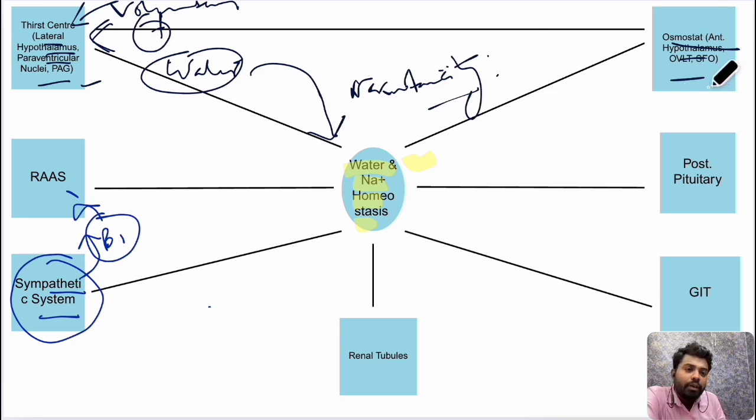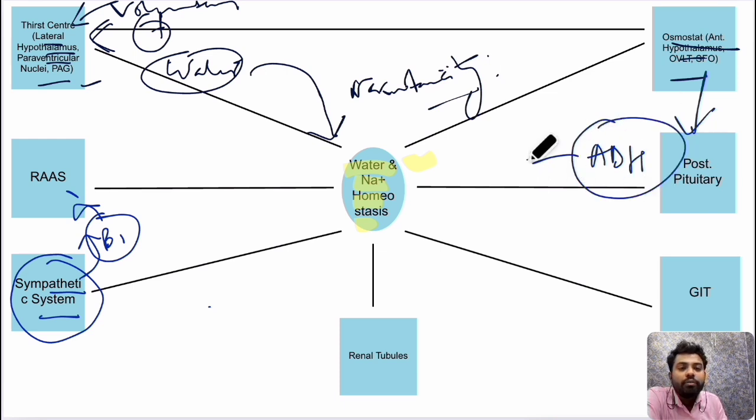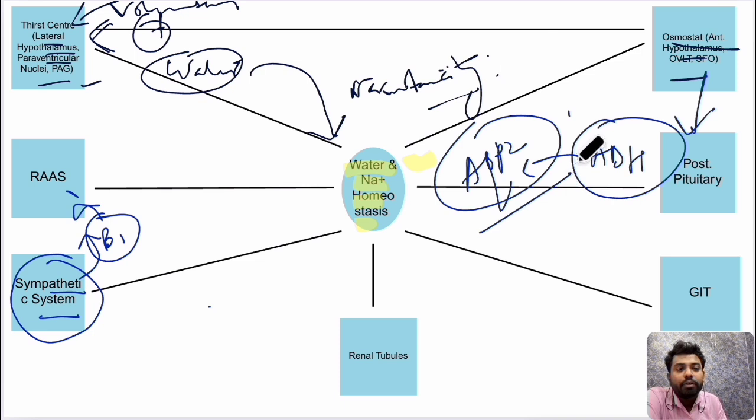Posterior pituitary. Another thing is when osmolarity is increasing, it will trigger your posterior pituitary to release ADH, which will activate your aquaporin two channels, and it will try to conserve water too.